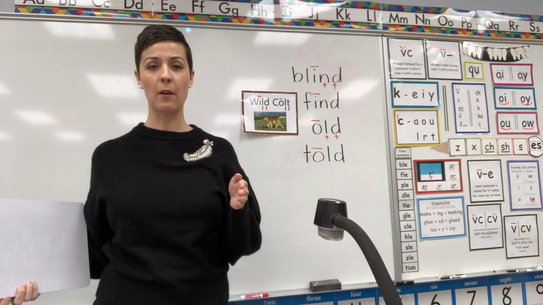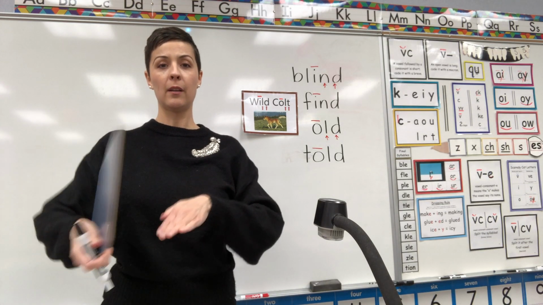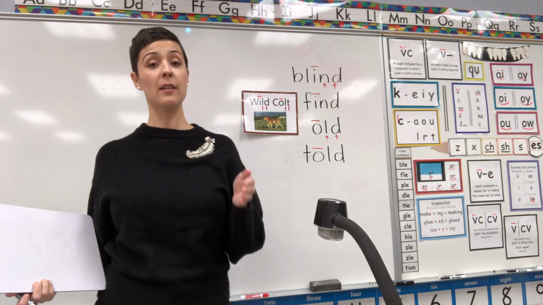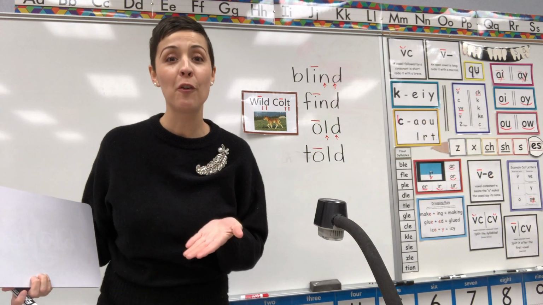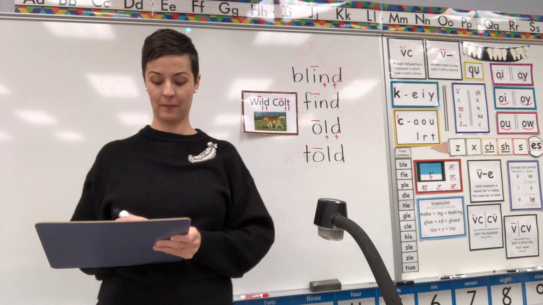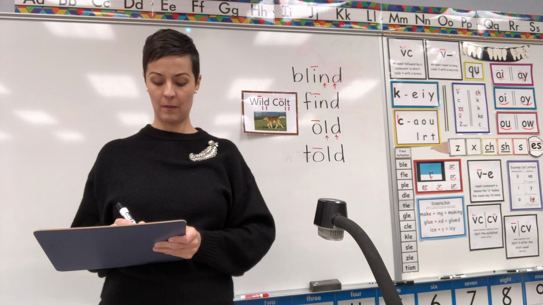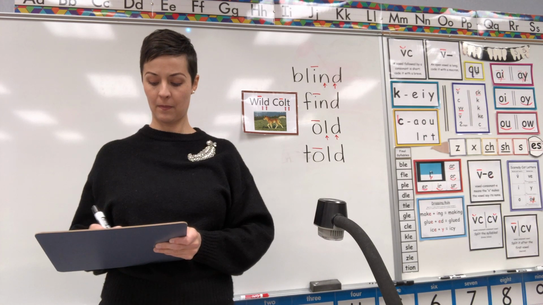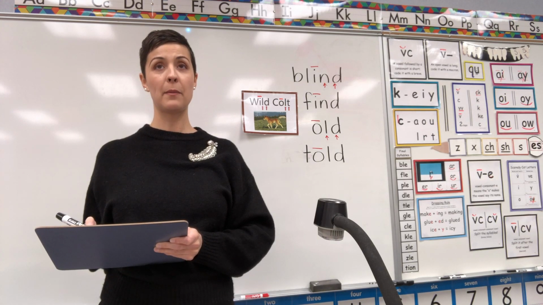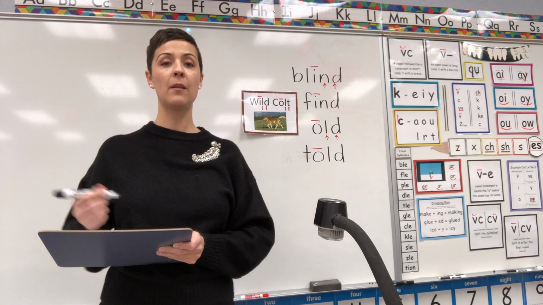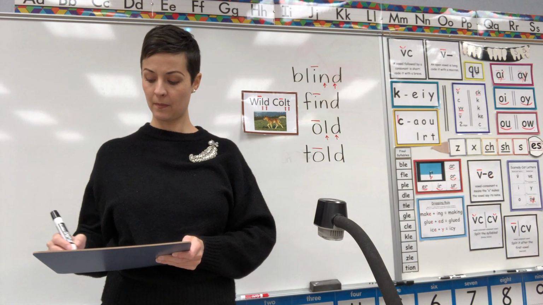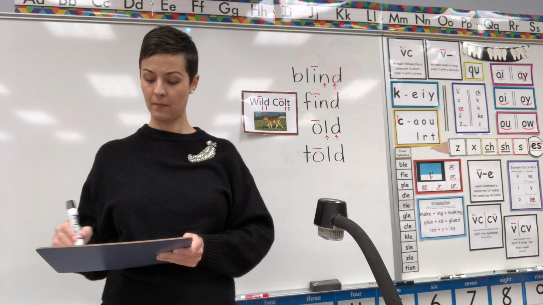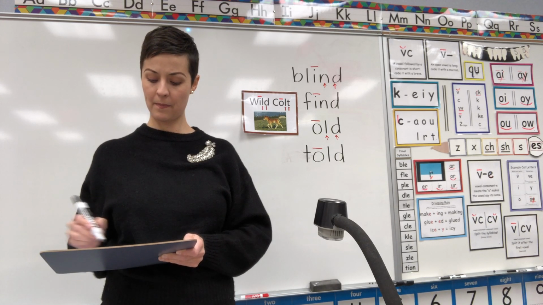Tell me the root word and suffix in folding. Root word suffix folding is fold-ing. Root word is fold. Add your suffix, make it say fold-ing, fold-ing. And code it.